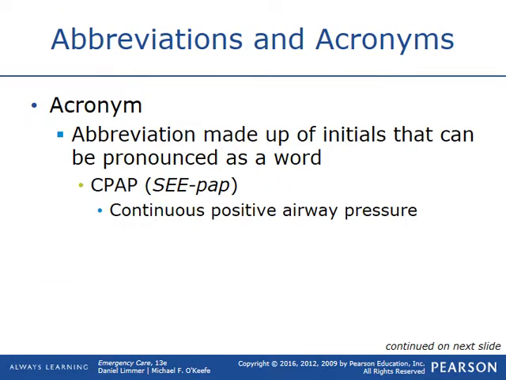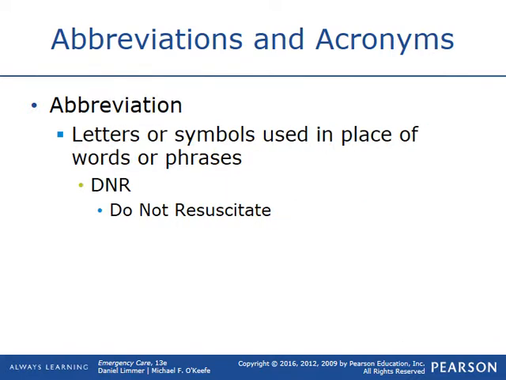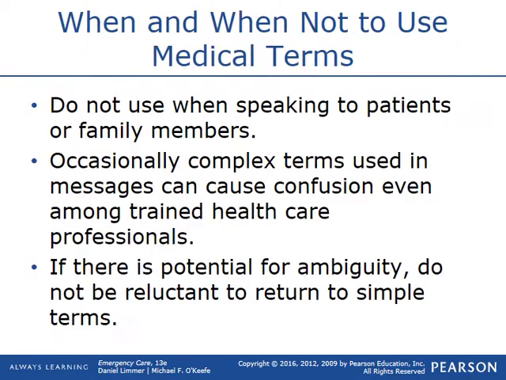So acronyms are a big thing in EMS. You'll see a ton of them. Speaking of EMS in general is an acronym, meaning Emergency Medical Services. So this is an abbreviation made up of initials that can be pronounced as a word. CPAP, meaning continuous positive airway pressure. Or you've got abbreviations, which are letters or symbols used in place of words or phrases, a lot of times just to shorten it. DNR, meaning do not resuscitate.